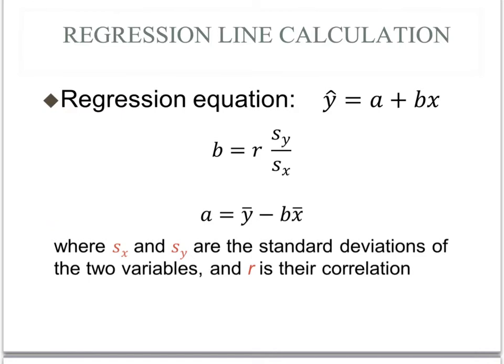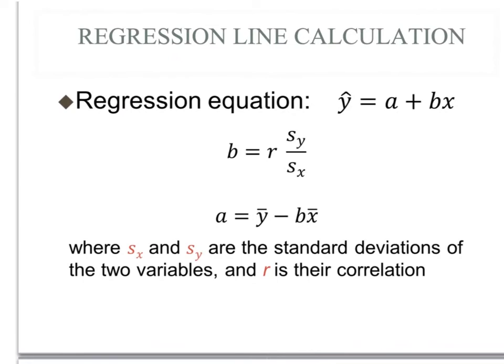And that gives us our B. Now once we have that, we take that B, whoops, we plug it in right there to get A. So now we take that B and we multiply it by the mean of the x's. We subtract that from the mean of the y's, and that gives us our A.